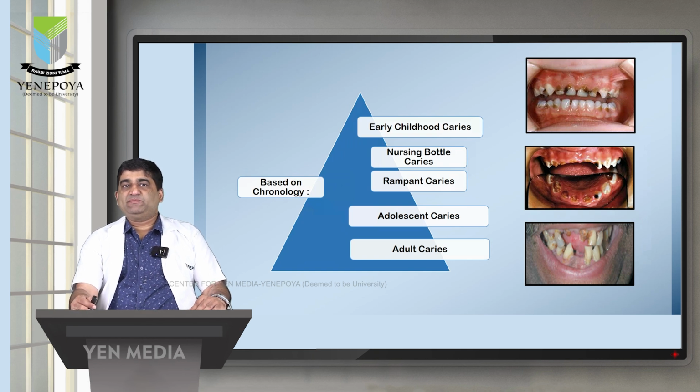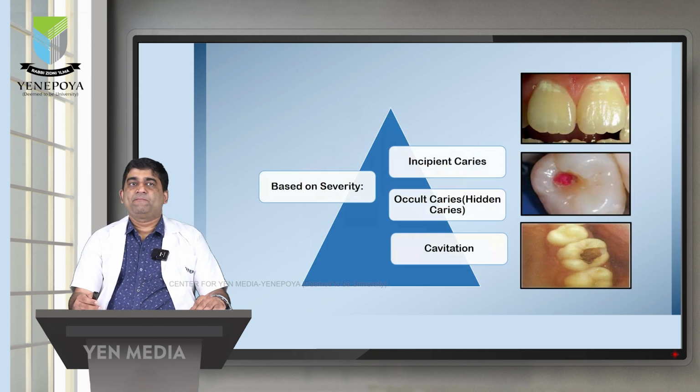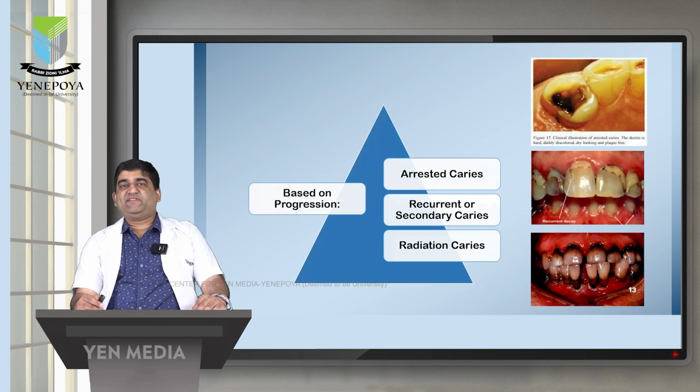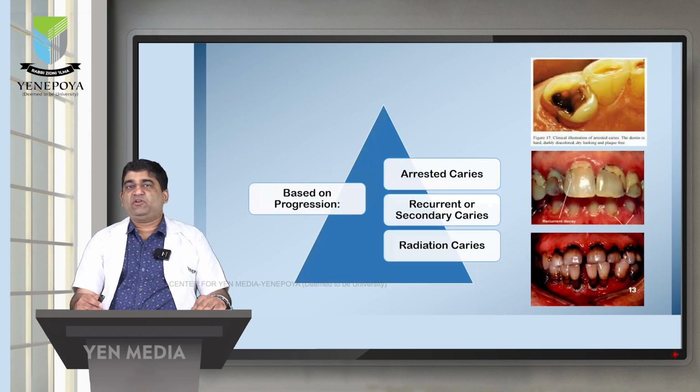Based on the chronology, at which age the caries occurs, it could be early childhood caries, which is again divided into nursing bottle caries and rampant caries, and adolescent caries or adult caries, which occurs in the adults. Based on the severity, it is classified as incipient caries, occult or hidden caries, and frank cavitation. Based on the progression, it is classified as arrested caries, recurrent or secondary caries, or radiation caries.